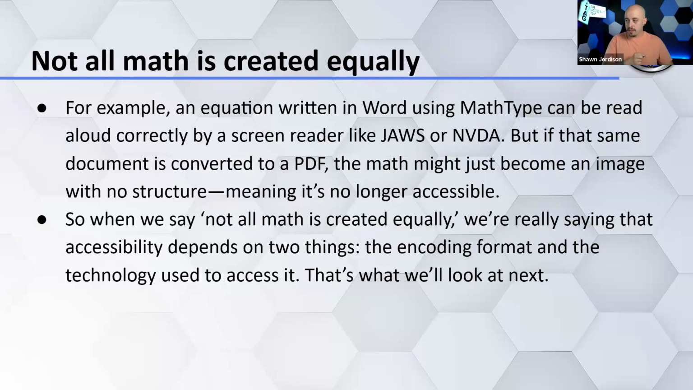So it's important to begin: not all math is created equally. For example, an equation written in Word using MathType can be read aloud correctly by a screen reader like JAWS or NVDA. But that same document, if it's converted to a PDF, the math is just an image with no structure, meaning it's no longer accessible. So when we say not all math is created equally, we're really saying that accessibility depends on two things: the encoding format and the technology used to access it.